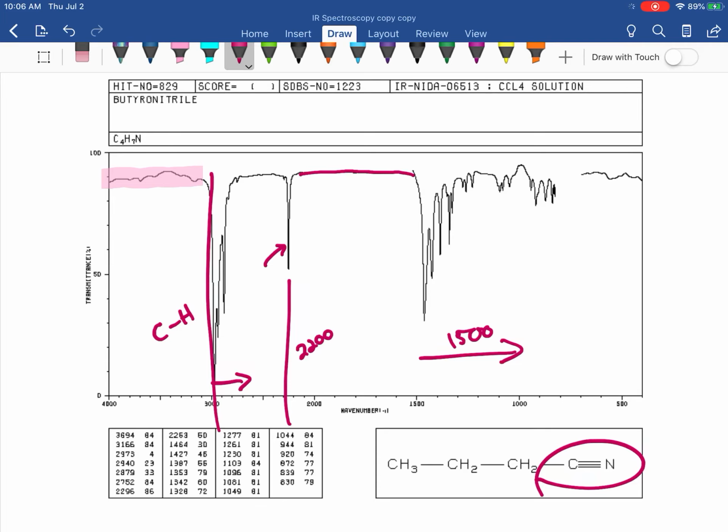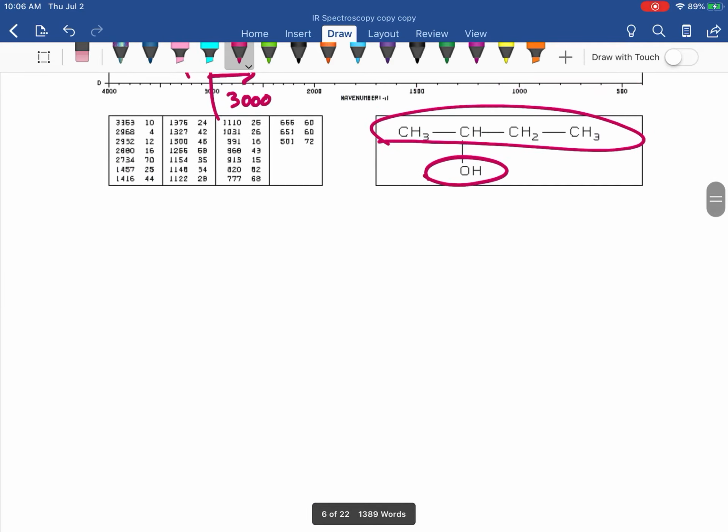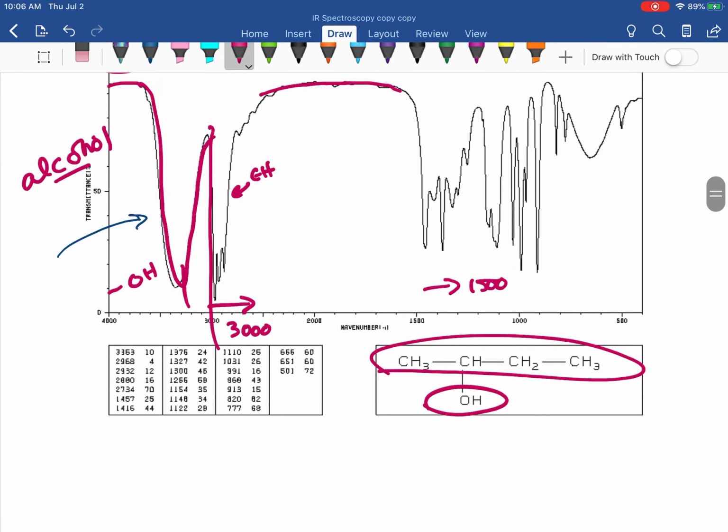Okay, and then you'll notice we've got nothing until we're past that 1500 again. So this is our CHs and our nitrile. This is what a nitrile would look like. So pause this video then. We're going to stop this video in a minute and just compare all three of those.